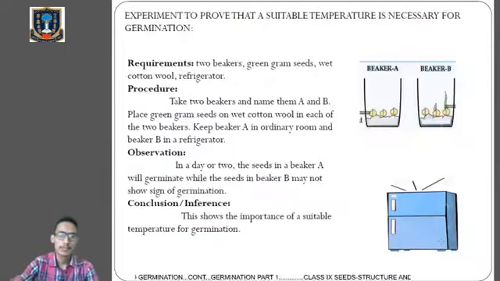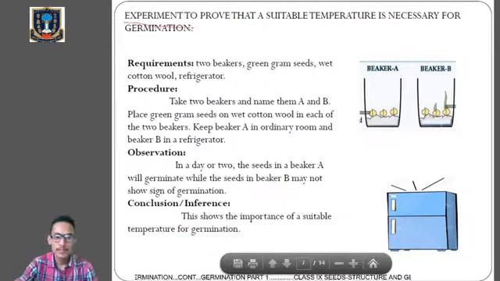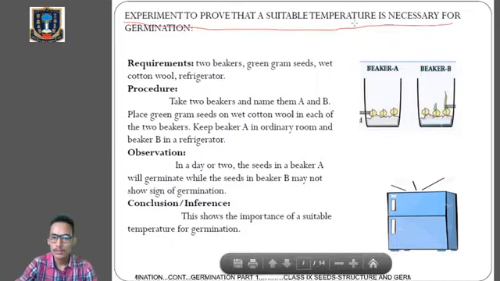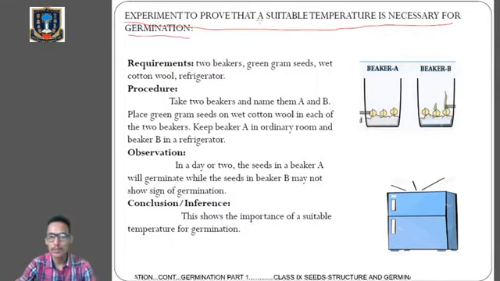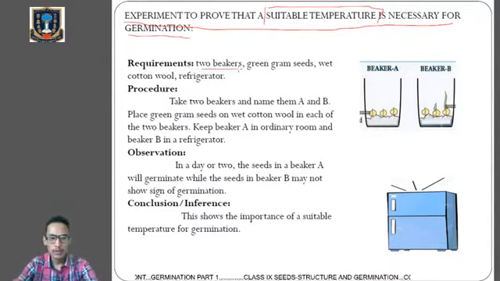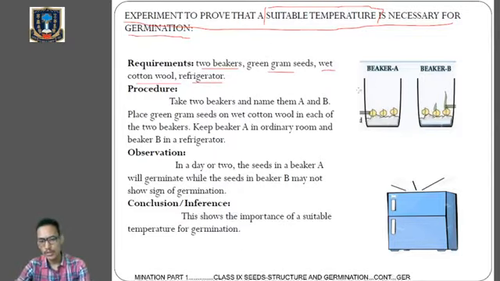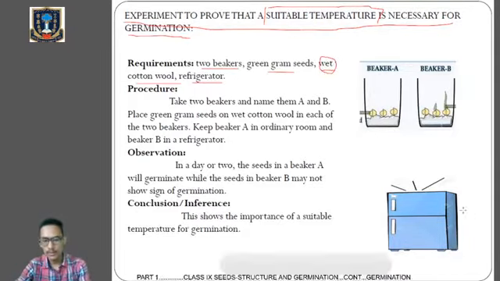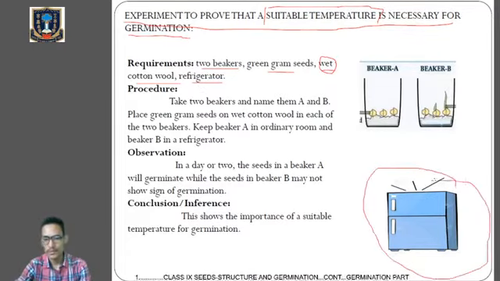Number 2, experiment. Experiment to prove that a suitable temperature is necessary for germination. Now we are going to prove the importance of temperature for germination. So here also, same thing. Requirements: you need two beakers, green gram seeds, wet cotton wool, and a refrigerator. Clear? So here we have two beakers, gram seeds, and cotton wool. It must be wet, so there is no need of dry cotton wool over here. Then we require a refrigerator. You can see it over here.